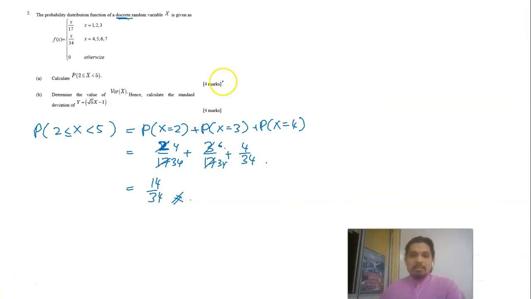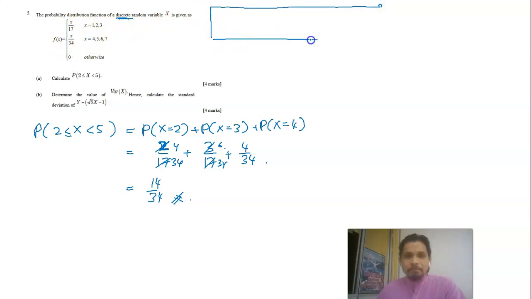Okay, class. Because the question wants us to find the variance of x, for this one, I can transfer this function into this table.